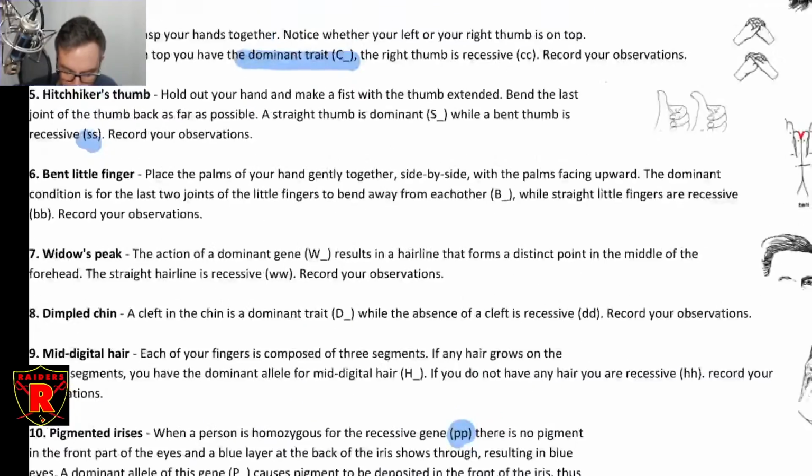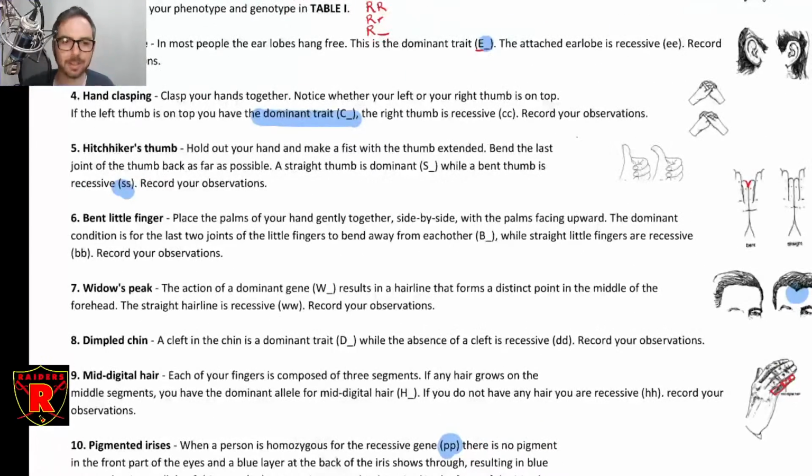Okay, hand clasp. Without even thinking about it, clasp your hands together like this. Look at your thumb. Which thumb is on top? For me, when I clasp my hands together, my left thumb is on top. And believe it or not, that is a Mendelian trait in humans. It has to do with hand dominance, and hand dominance is a Mendelian trait.